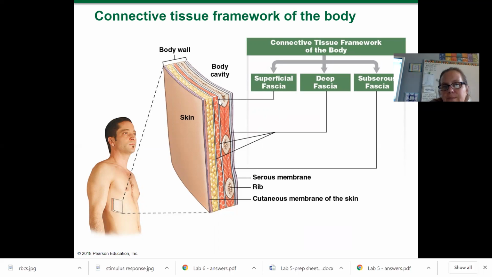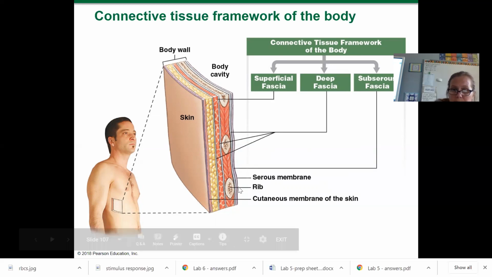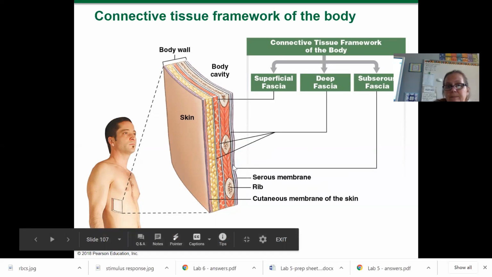Here you can see, let's see if I can arrow on there. There you go, superficial fascia. Then you've got deeper, wait a minute. You better look at your picture in your book because this is mislabeled again. Superficial fascia right here. Then you go deeper and get the deeper layers. And then the subserous is going to be right, so this purple here is the serous membrane. It's going to be right inside of that. So look at the picture in your book.